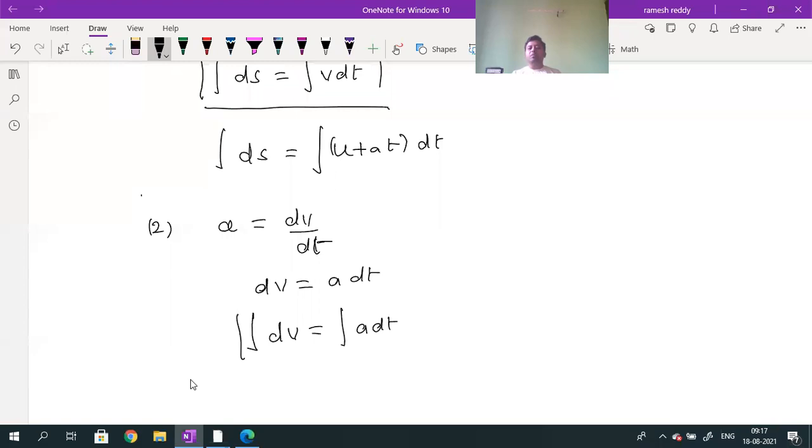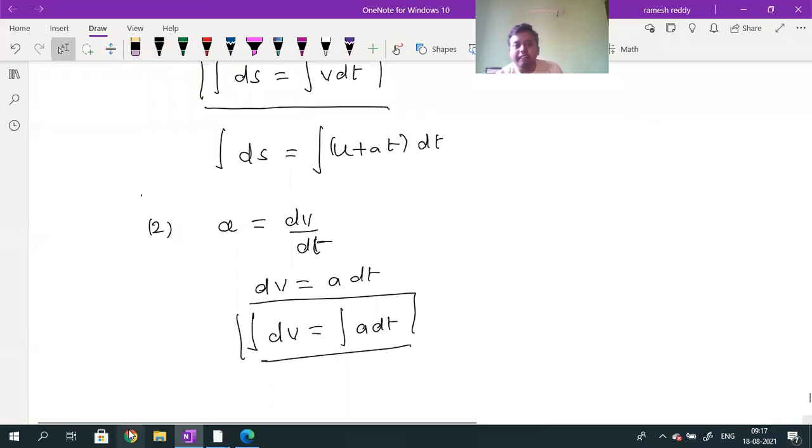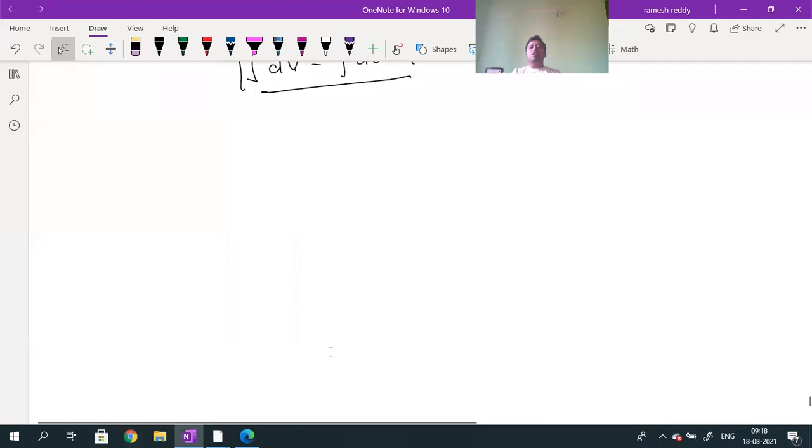This is the second equation for non-uniformly accelerated motion. In non-uniformly accelerated motion, the second equation is given by integration of dv is equal to integration of a into dt. So this is the second equation of motion for non-uniformly accelerated motion.